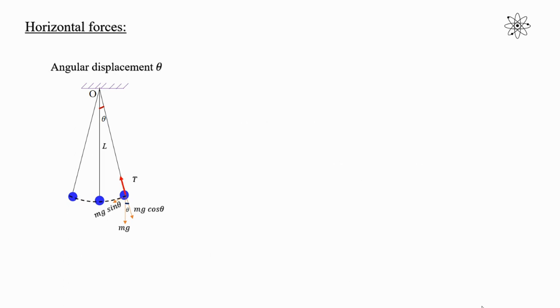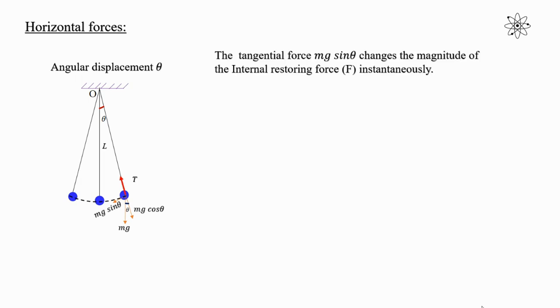Now let's see what horizontal forces act on the bob. The tangential force mg sin theta changes the magnitude of the internal restoring force instantaneously. Since the internal restoring force is equal to minus mg sin theta, it always has a tendency to direct towards the mean position. The negative sign indicates that the restoring force and the angular displacement are both in opposite directions.